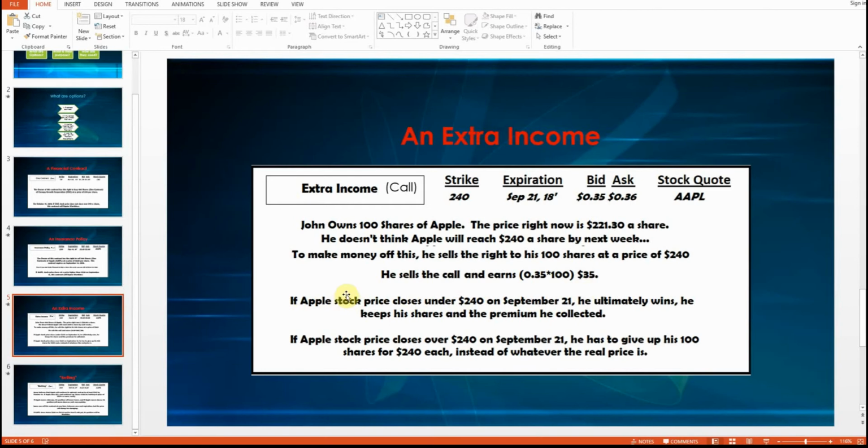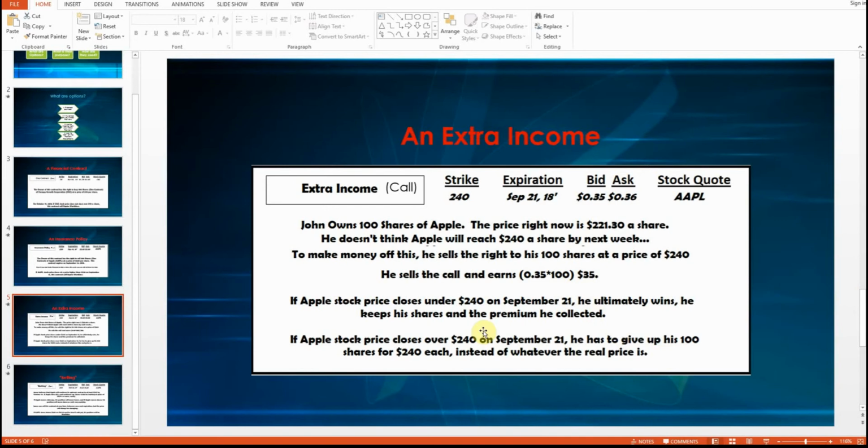Now, if Apple's stock price closes under 240 on September 21st, he ultimately wins. He keeps his shares and he keeps that premium he collected. However, if the Apple stock price goes to like 250, then he still has to sell his shares for 240 a share. So he just missed out on $10 per share times 100 shares. So he just missed out on $1,000 to gain 35.